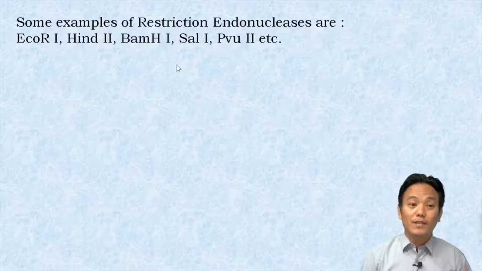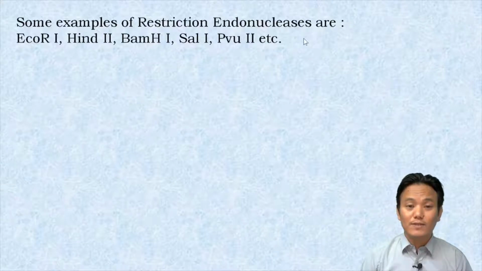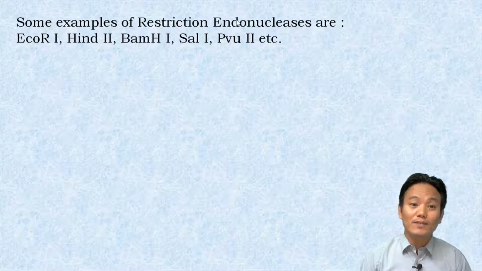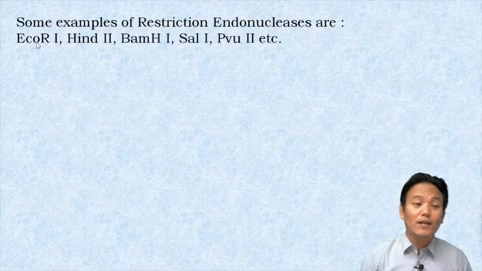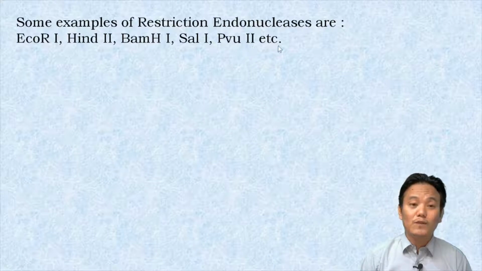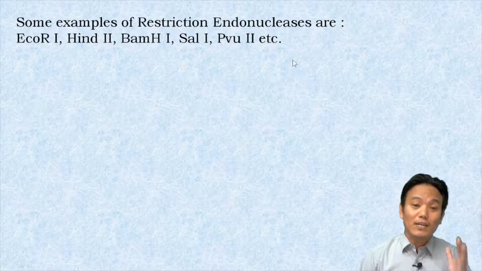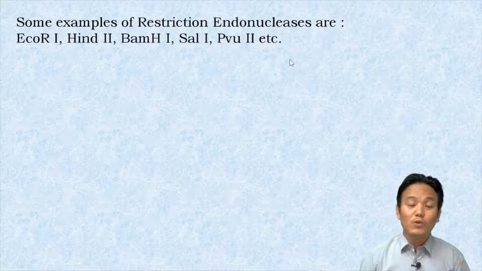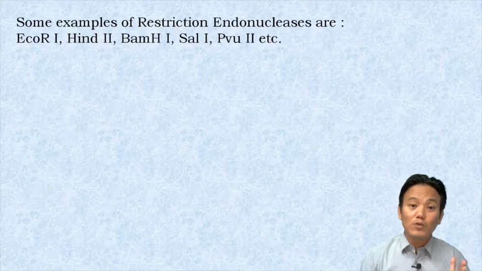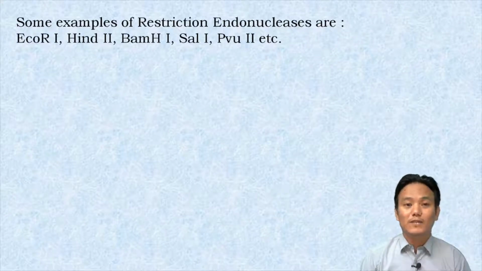Let us now look at the names of some restriction endonucleases and try to understand the rules behind the nomenclature of these enzymes. Some examples of restriction endonucleases are EcoRI, HindII, BamHI, SalI, PvuII, etc. These are names of just some of the restriction endonucleases. In your textbook, it is given that we now know more than 900 different restriction endonucleases isolated from about 230 different strains of bacteria.